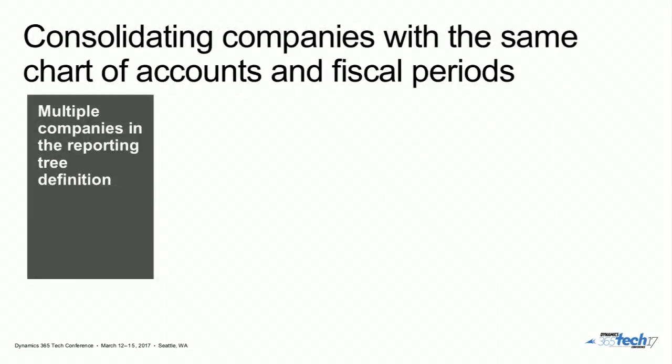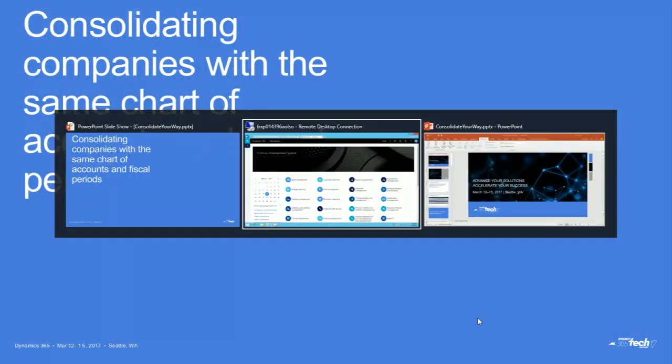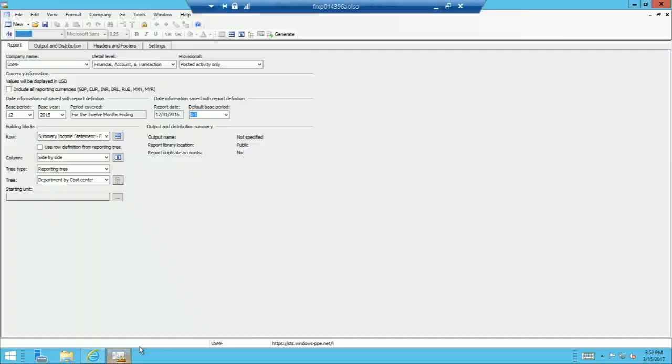So if you have a scenario of consolidating companies with the same chart of accounts, the same fiscal periods, it's really easy. All you have to do is create a reporting tree. So this will be one of the shortest demos you've probably seen.